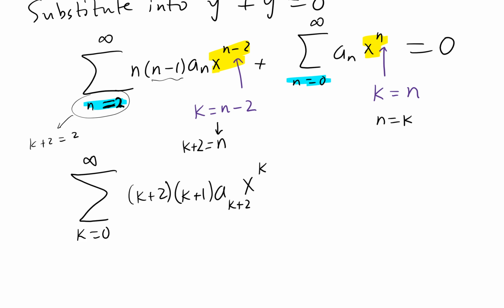0. See, k starts at 0. Plus, remember, n equals k equals 0 to infinity, a sub k, x to the k. All this equals 0. Notice the indices, they both start at 0, and x to the k both match. Looks good? This is called shifting, like you shift something like 2 units to the left.